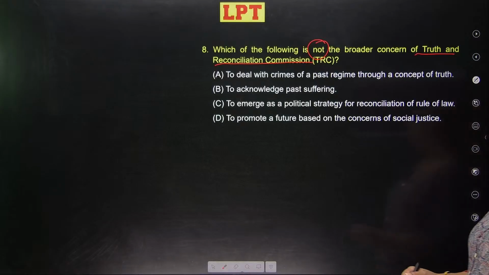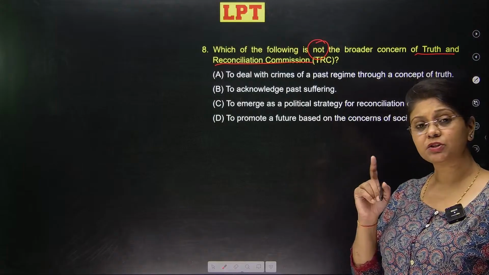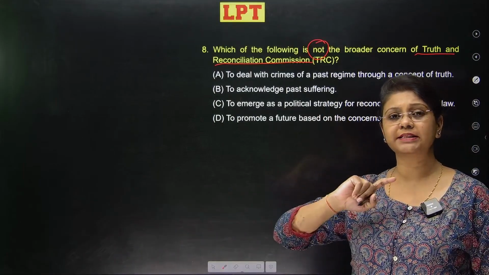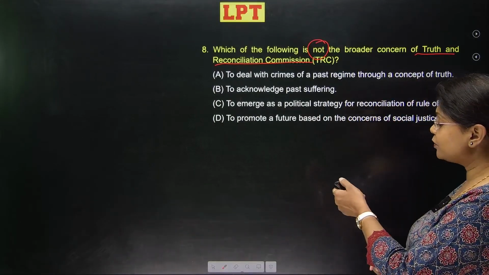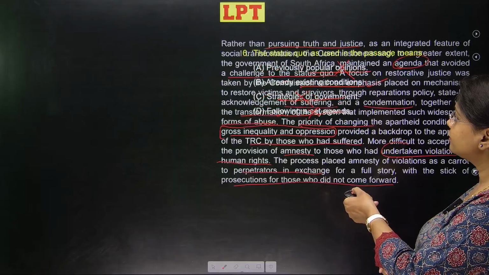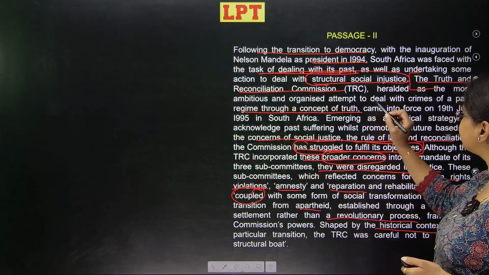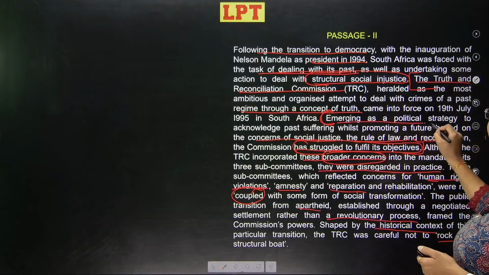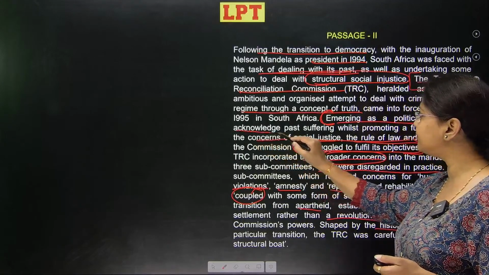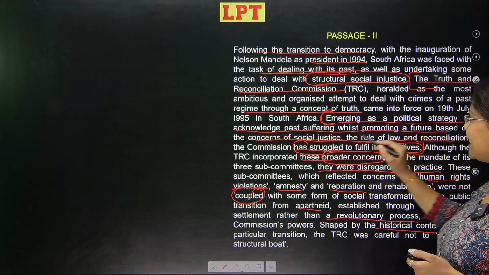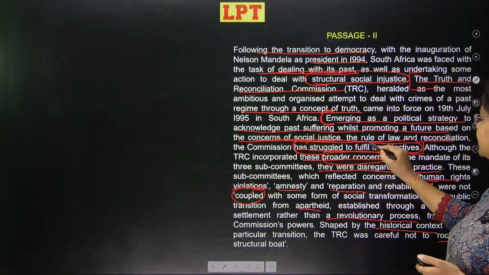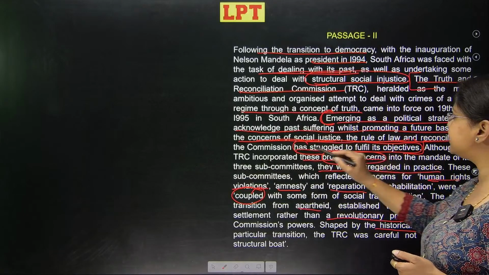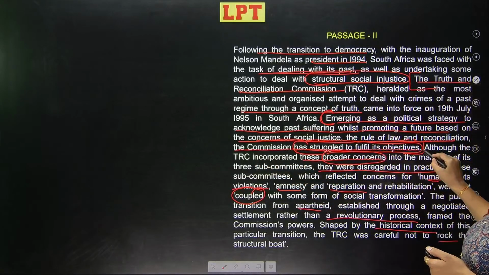Correct. So if you look at the options, guys, I just hope that you have read through the broader concerns area here. So there was a part here, right? So here is the reference point. So look at this part. Emerging as a political strategy to acknowledge past suffering while promoting a future based on the concerns of social justice, the rule of law and reconciliation, the commission has struggled to fulfill its objective.